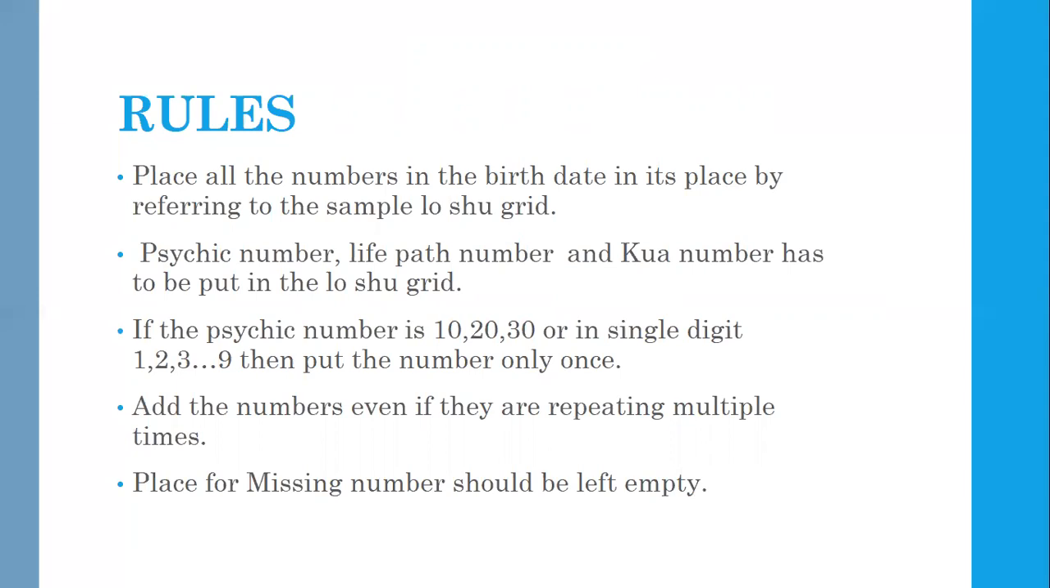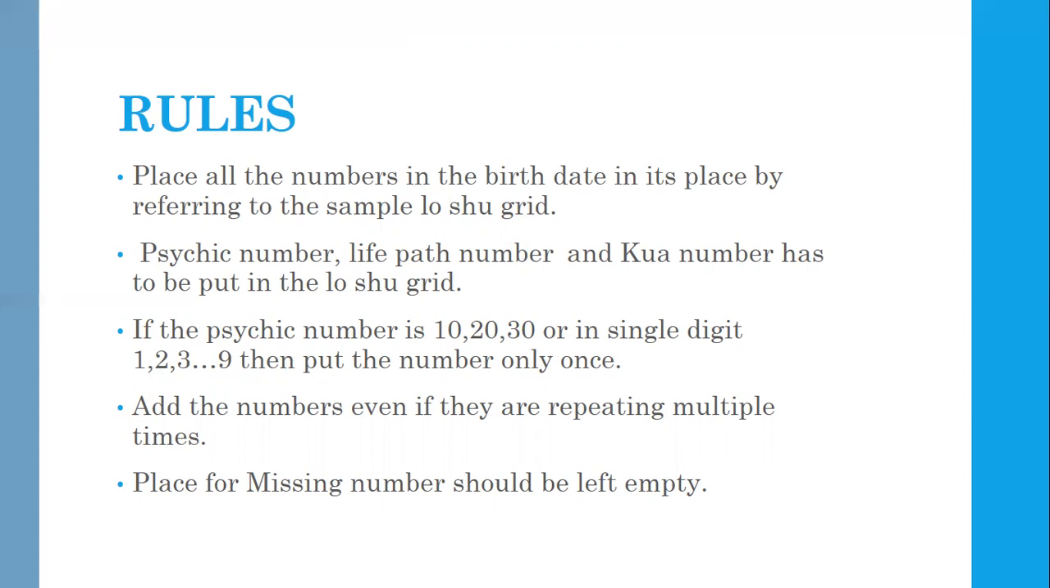Remember, don't forget, there is one rule for the psychic number that you need to understand. If the date of birth is 10, 20, or 30, or a single digit like 1, 2, 3, 4, 5, 6, 7, 8, or 9, then put the number only once in the Loshu grid. Whenever the psychic number and the date of birth are the same, you have to write it once.